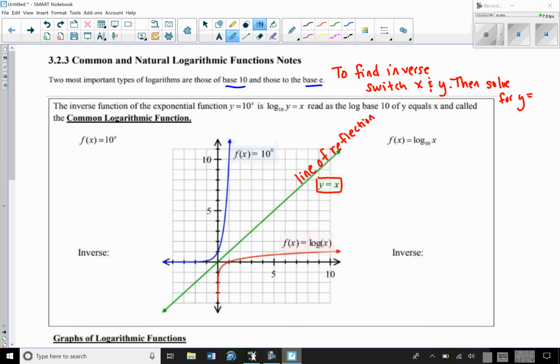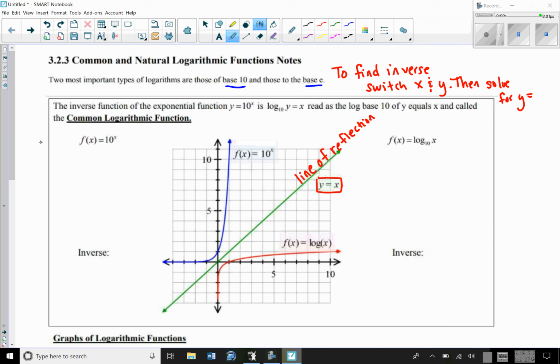So the inverse function of the exponential function, we know, is a logarithm. We learned that last year. So we read this as log base 10 of y equals x, and it's called the common logarithmic function. And recall, when you don't have that base written, it's always assumed to be base 10. So let's go ahead and look at this side over here.